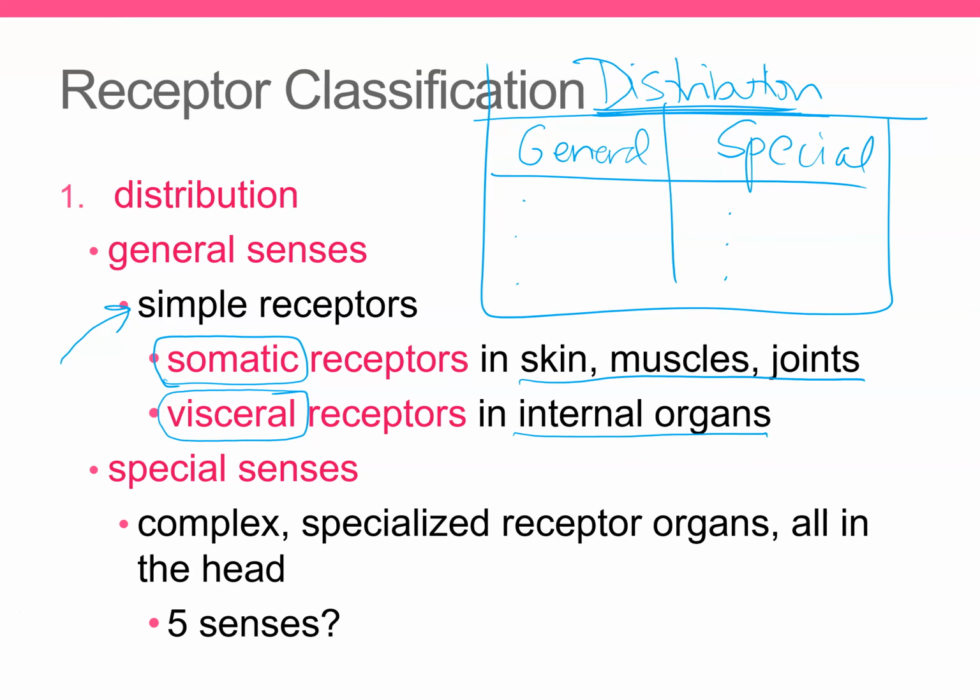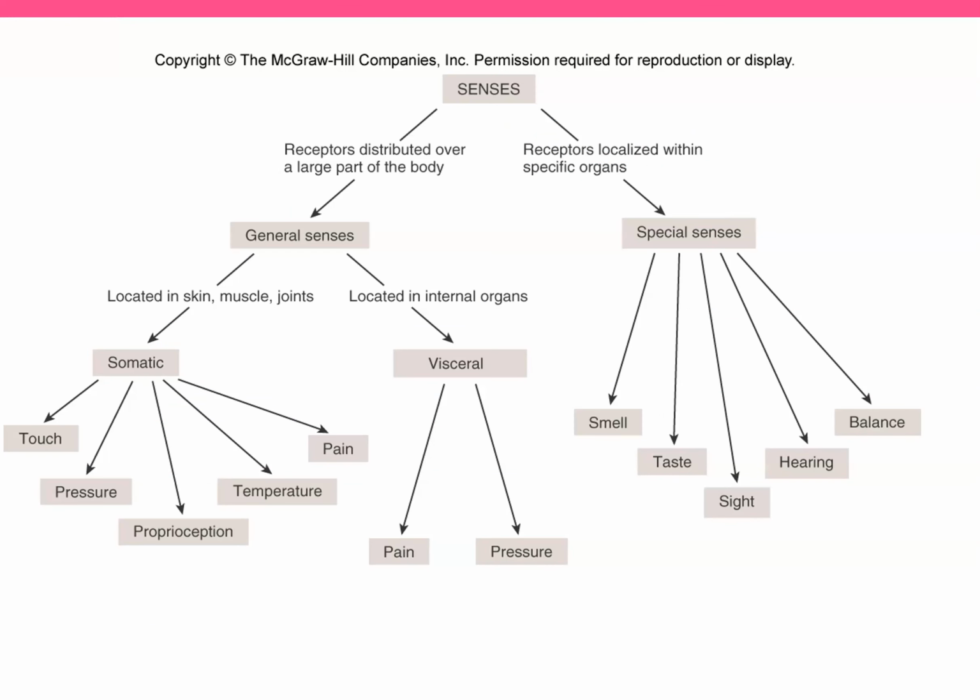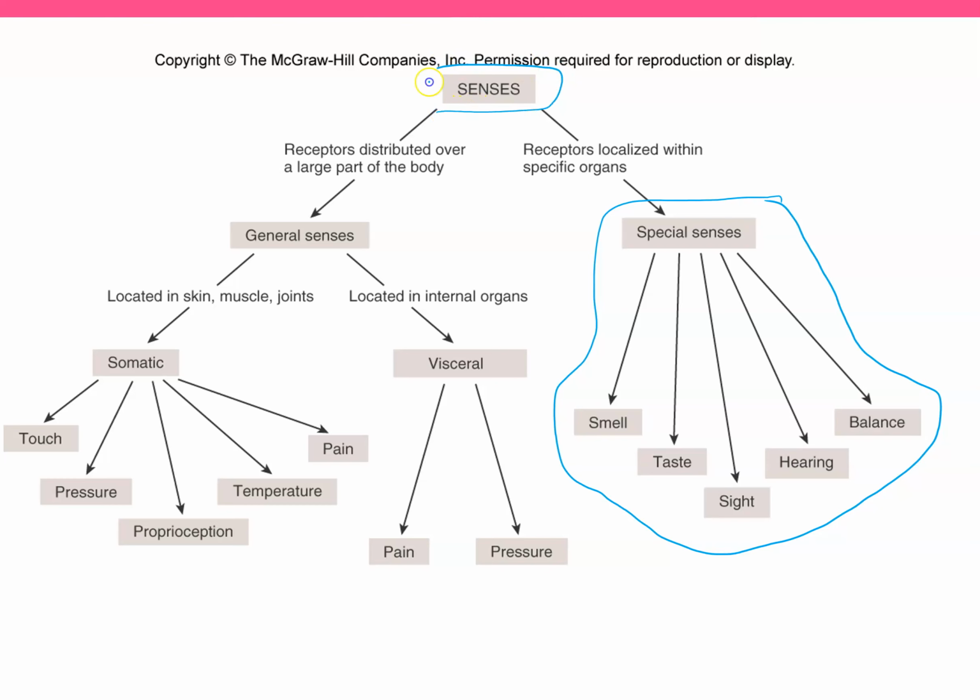So you've probably heard of your five senses. These are going to be listed over here. This is a chart from your book. This is another way of grouping your thoughts and making these visual flow chart types of diagrams. So let's just take it from the top actually. You've got your senses, and this is distribution patterns. So either localized within specific organs, and that's going to usually be in the head, or distributed over large parts of your body. So distributed over large parts of your body is going to be the general senses.